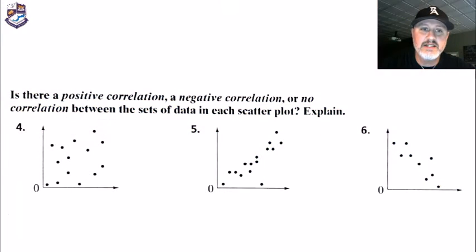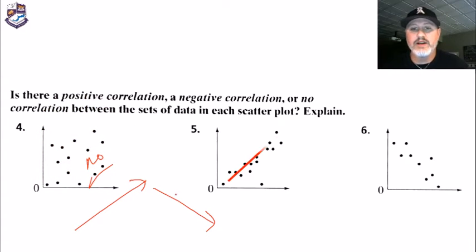Okay, next part, we're looking for positive correlation, negative correlation, or no correlation. Let's just remind ourselves, positive goes in this direction, negative goes down, and no correlation is all over the place. So 4, they're all over the place. This would be no correlation. 5, if we look, they're going in an upward fashion. That's a positive correlation. And 6, you can see overall the dots are going down. That's a negative correlation.